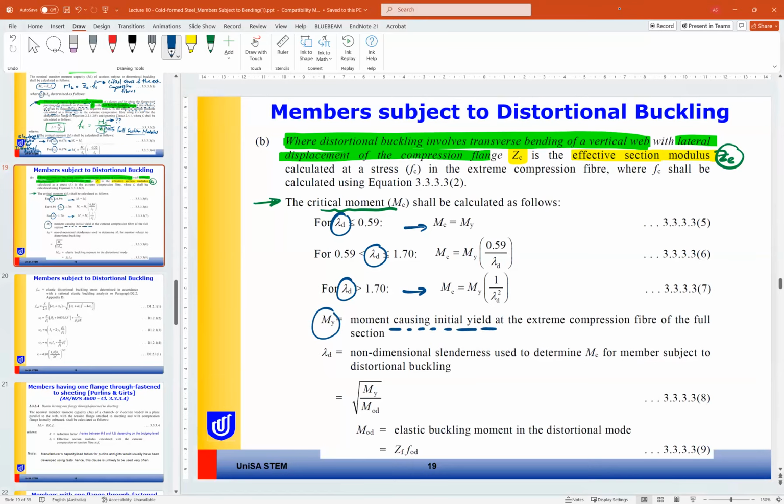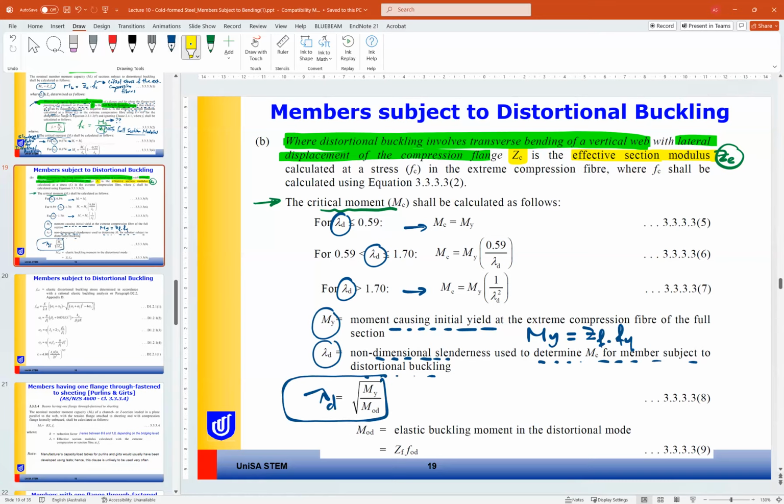Do you remember how we find that? My again equal to ZF times F yield. Lambda D is a non-dimensional slenderness ratio used to determine MC for members subject to distortional buckling, where lambda D equal to M yield divided by MOD. So we have lambda D equal to M yield divided by MOD.